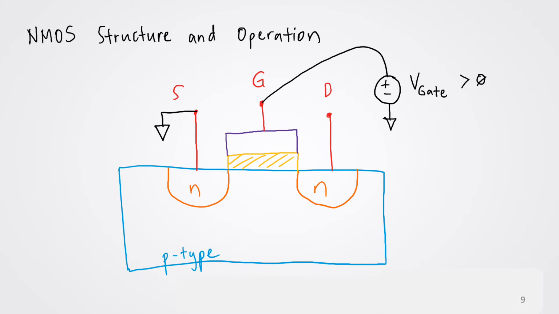So how do we operate the NMOS? First, you notice here the source terminal is connected to ground, and then we apply a voltage at the gate. Suppose we apply a positive voltage to the gate. Remember, the P-type substrate has more holes than electrons, so when you apply a positive potential at the gate, the holes are pushed down to the bottom of the substrate, not on the surface.